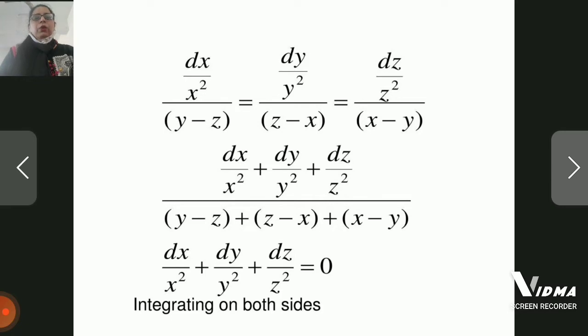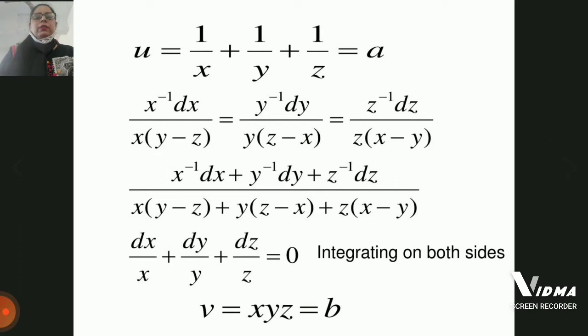So first of all we just have to add all, then we are getting dx upon x square plus dy upon y square plus dz upon z square divided by y minus z plus z minus x plus x minus y. So we are getting u is equal to 1 upon x plus 1 upon y plus 1 upon z, and this would be equal to a, we are assuming here. Again we have to take out the value of v.